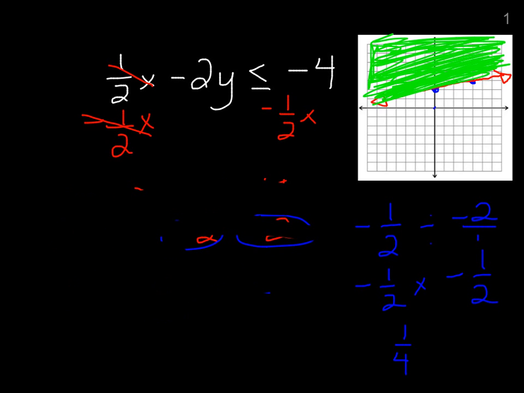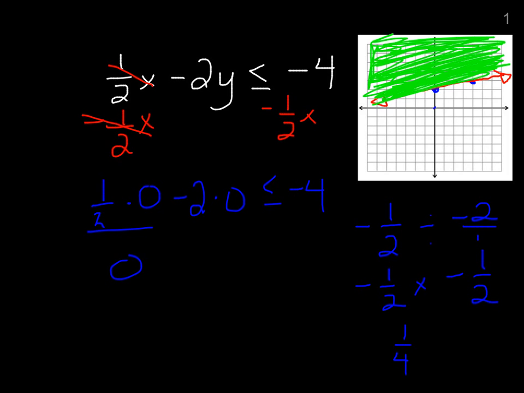I'm just going to put in 0, 0 for my x and y. So I'd have 1/2 times 0 minus 2 times 0 is less than or equal to negative 4. 1/2 times 0 is 0. Negative 2 times 0 is 0. So I end up with 0 is less than or equal to negative 4. Since negative 4 is the smaller number, this is a false equation, which means that our graph is correct, because it should have been false since 0, 0 is not in the shaded area. Okay, so we did everything right, we tested it, and that's it.